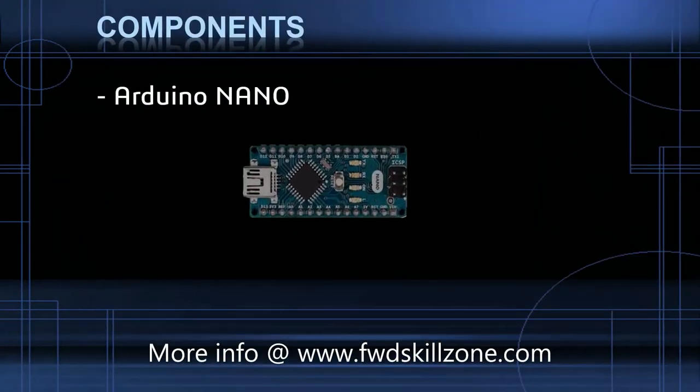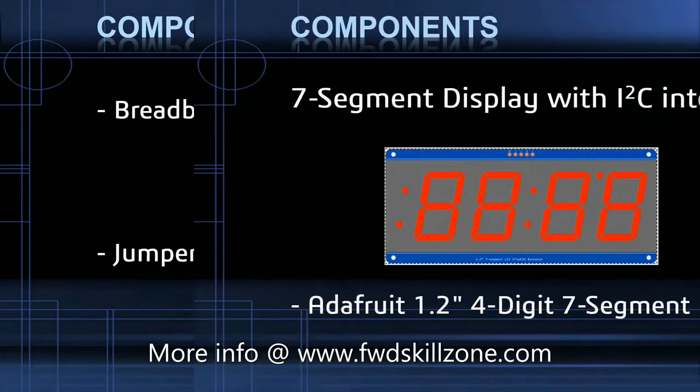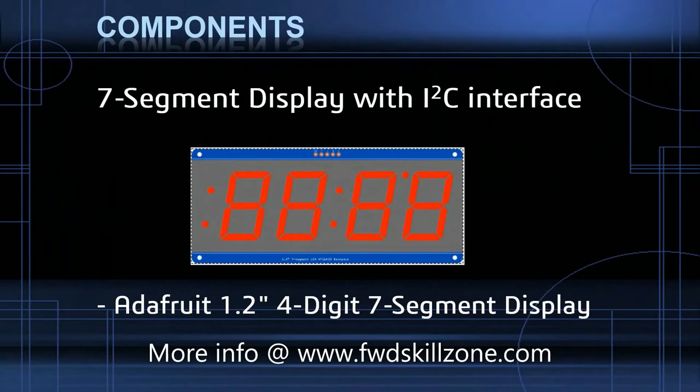So for this project, we will need an Arduino board. I'm using Arduino Nano, but you can use any Arduino family. We also need a breadboard and a few jumper wires. We need a 7-segment display with I2C interface. I'm using the Adafruit 1.2-inch display, but you can use any 7-segment display with I2C capability.